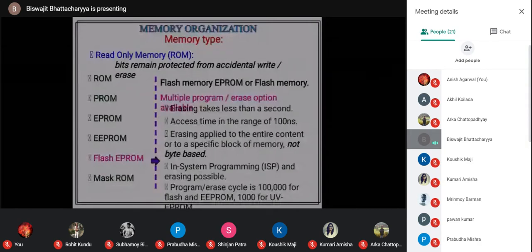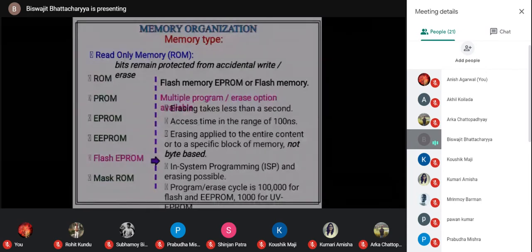But the erasing cannot be made byte based. An entire block of memory content needs to be erased in one go. So one block of memory is erased in one erasing cycle, not an individual byte. That flexibility is normally not available. Nowadays it is available, but in that case it will be quite costly.